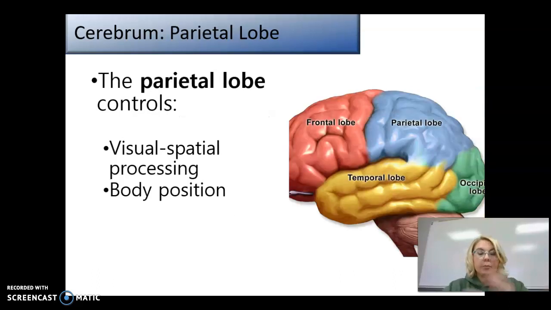The parietal lobe, right here, is responsible for visual and spatial processing and body position. The parietal lobe works very closely with your inner ear, and it helps control your body movements, your vestibular system. It also helps let you know how many steps you need to take to get to a place. It helps you realize that whenever you're writing on a piece of paper, you need to skip lines. That's all happening in your parietal lobe.